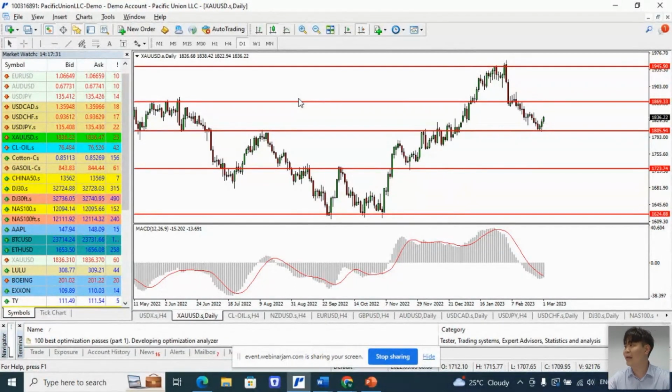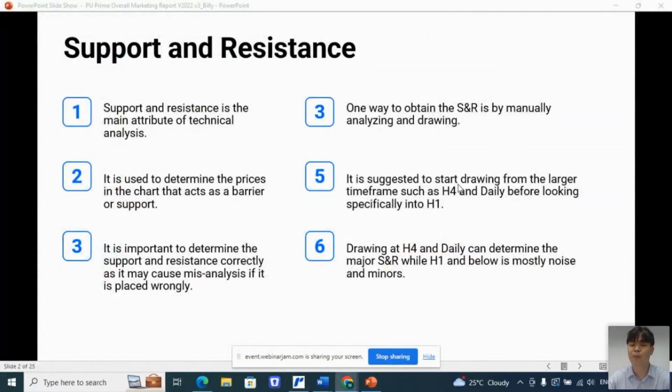This is the time frame that will be mostly affected by the global geopolitical issue, global fundamental issue. So this is the thing that we can focus on. Okay, so this is just my opinion on how we can choose the time frame when we are drawing the support and the resistance level.